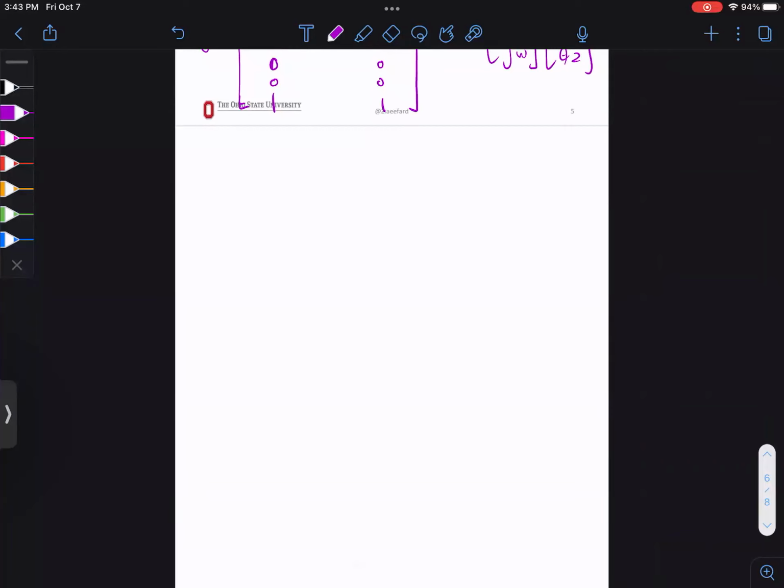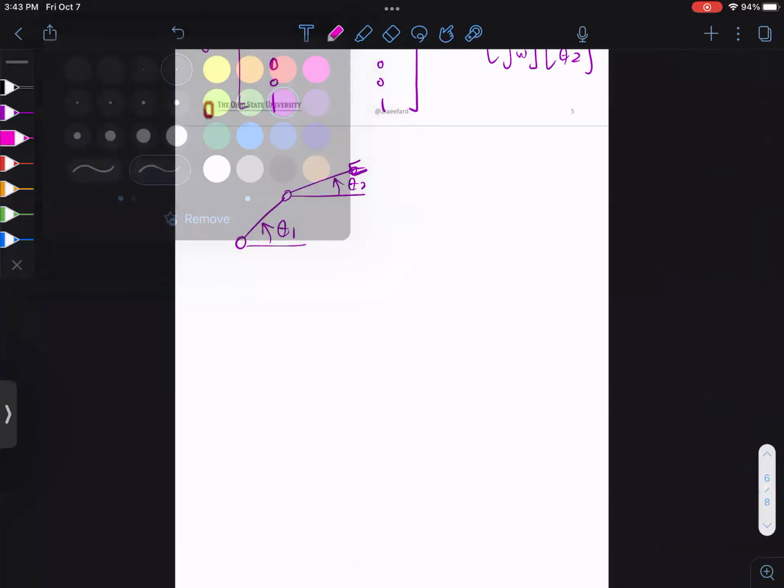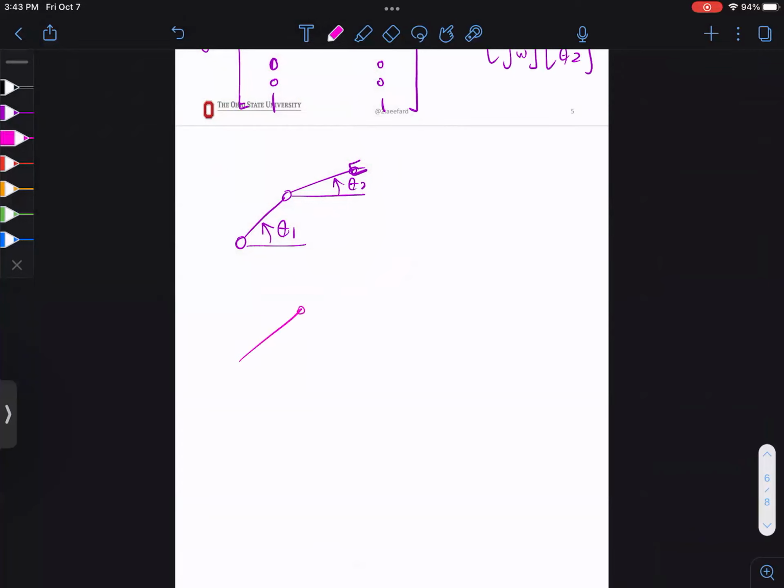Do you remember the robot? It's the same robot we're talking about, right? This was theta 2. This was theta 1. So one singularity was this configuration, theta 2 equal to 0. We said this is one of the singularities.